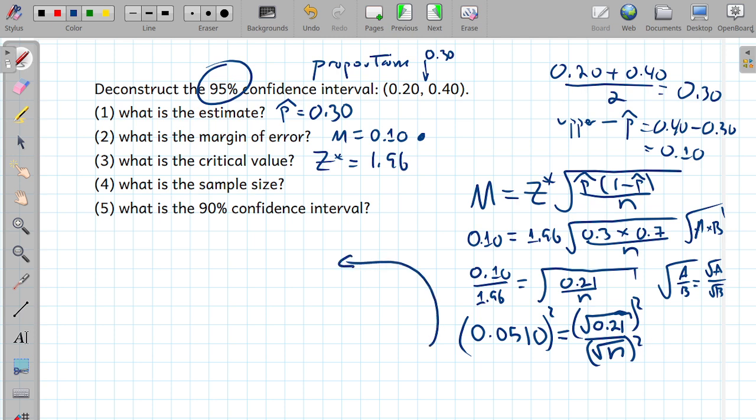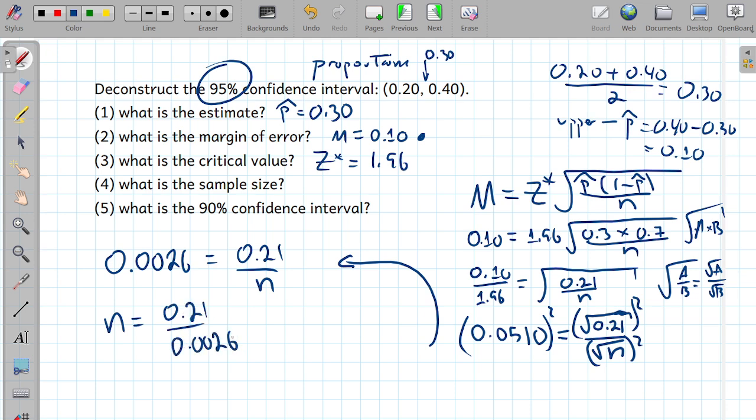Let's take this conversation over here. Now, what is 0.051 squared? Okay, so this is going to be 0.0026, and that's pretty good. The next digit is a 0 anyway, so we're pretty accurate with that. That's going to be equal to 0.21 over n. So we're going to have n equal to 0.21 divided by 0.0026, and this will give us the wanted sample size.